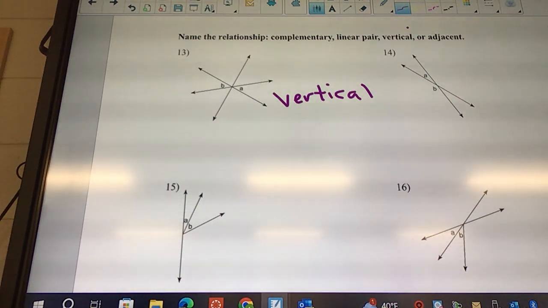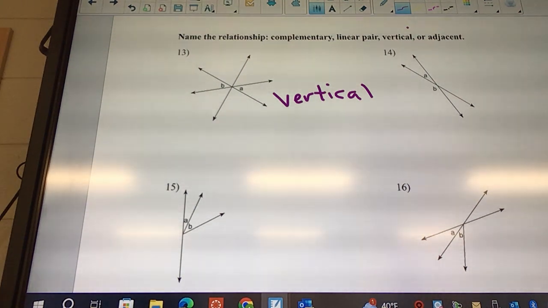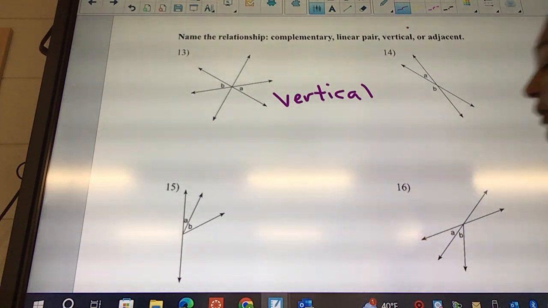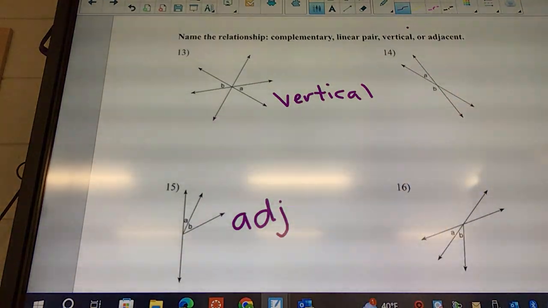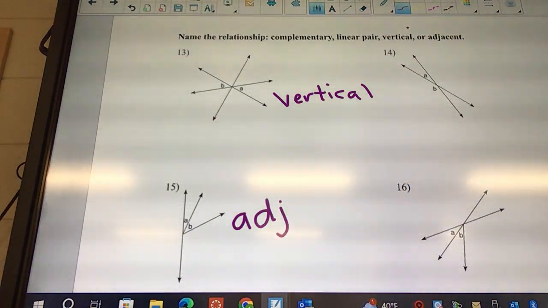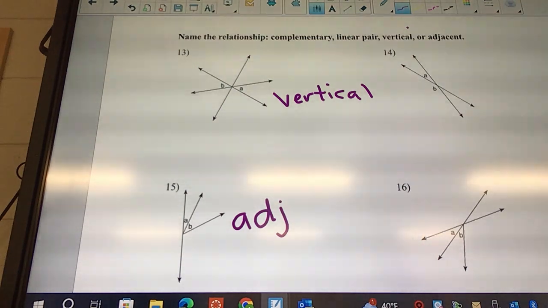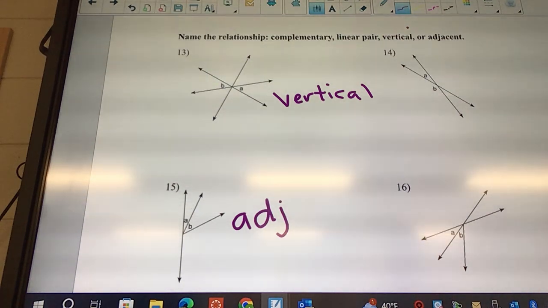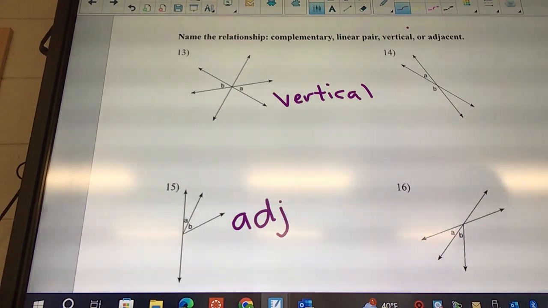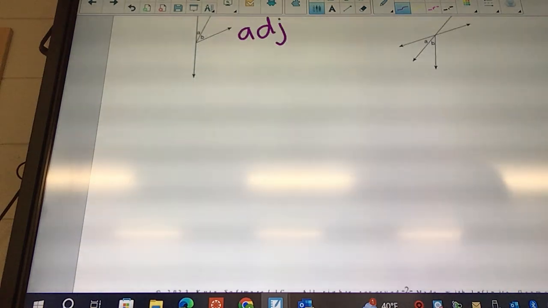Okay, 15. How would you describe those? Adjacent. They're right next to each other. And then once you realize that they're adjacent, you can look and see are they complementary or supplementary, and they very well may be or they may not. In this case, they are not because they don't add up to be perfectly 90 or 180.